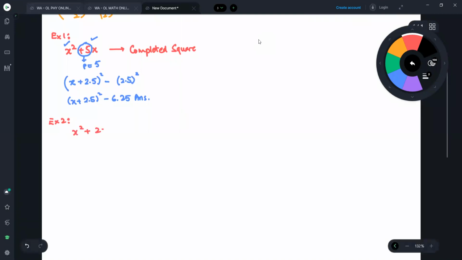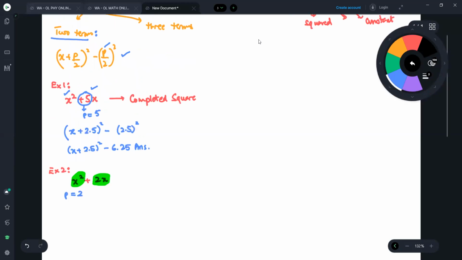X square plus 2x. Now, Hassan, can you tell me if the question has 2 terms or 3 terms? 2 terms, right? The first term is x square. The second term is 2x. Yes or no? Now, Hassan, can you tell me what is the coefficient of x? Which number is attached to x? Sir, 2. And p, actually, in the formula, p is the coefficient of x. Any number attached to x.